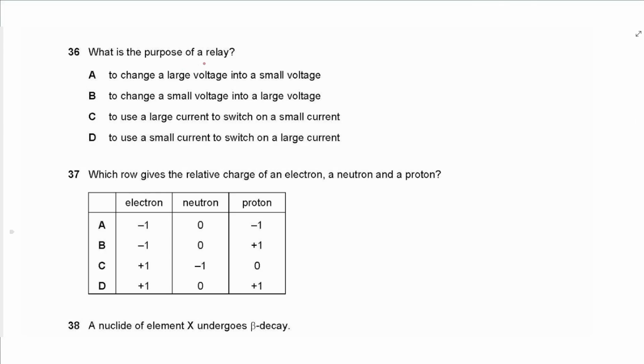Question 36 says, what is the purpose of a relay? To change a large voltage into small voltage? No, it does not change anything. It connects two circuits, one with a small current and one with a large current, but it uses the small current to control the large current, not the other way around. So the answer is D.